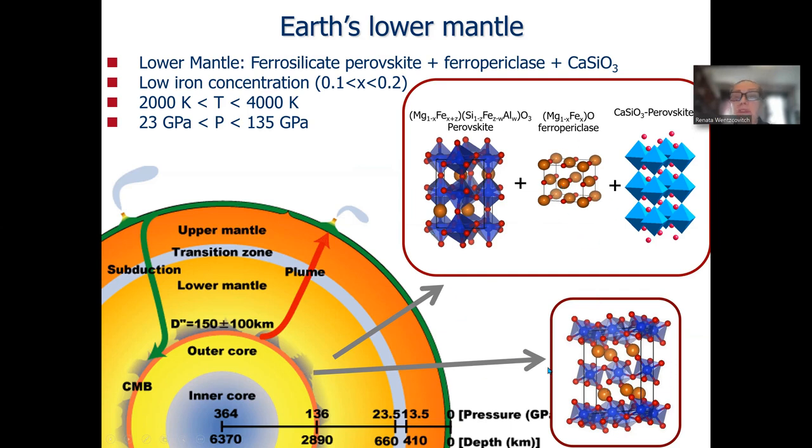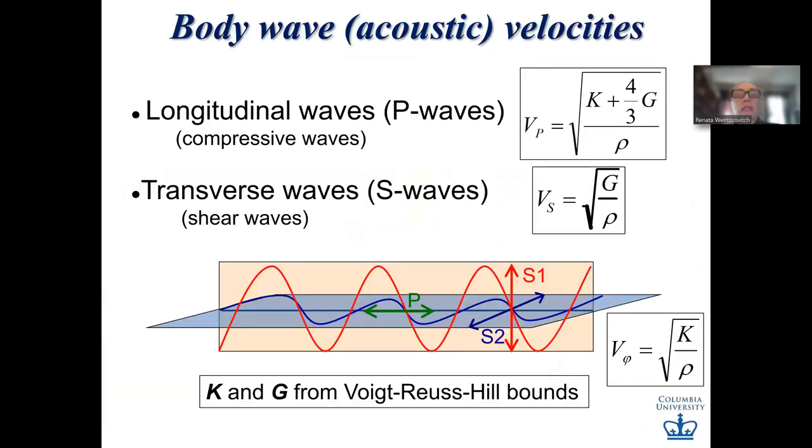So all these phases, silicates and oxides, except for calcium silicate perovskite, all the others have iron. Iron in ferropericlase could be up to 20%. Iron in perovskite could be about 10%. So it's not a very high concentration, but it's not low either. And these are the temperatures and pressures that we are concerned with. So very interesting stuff.